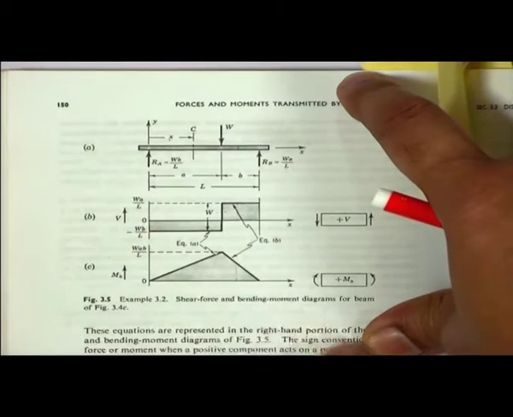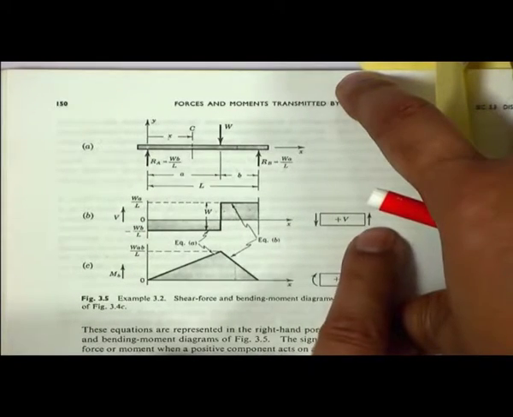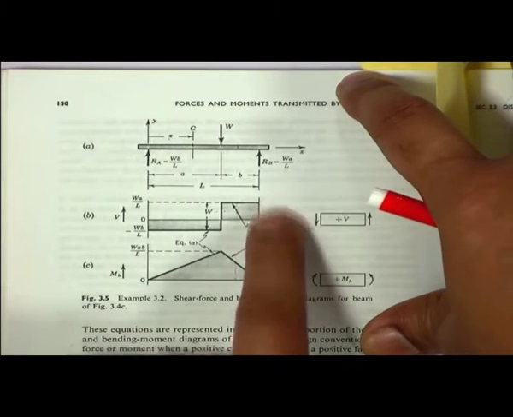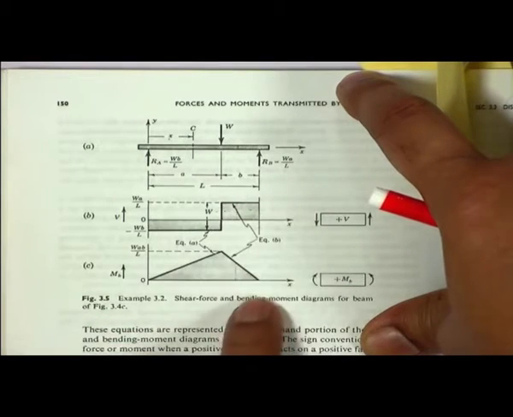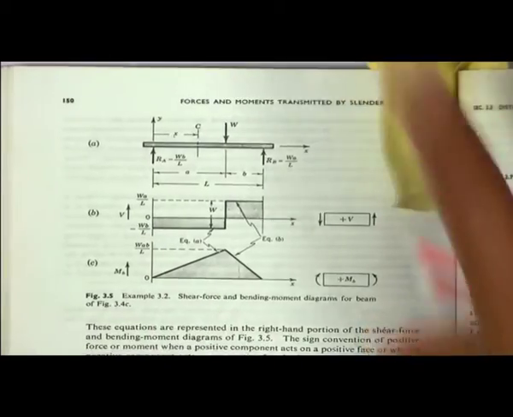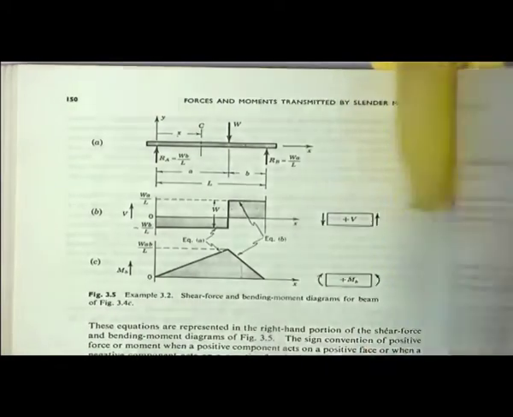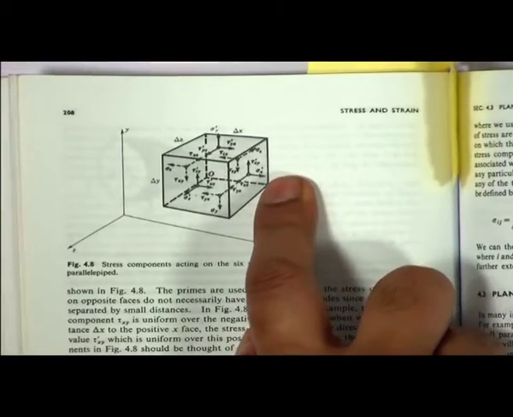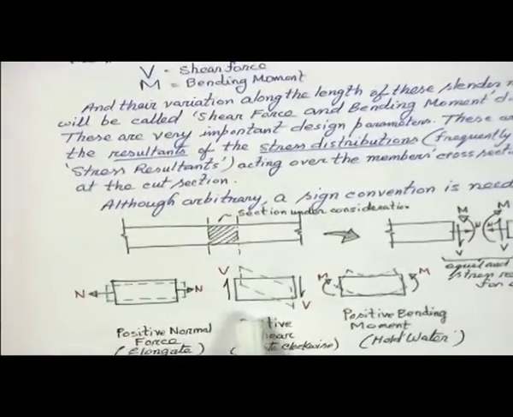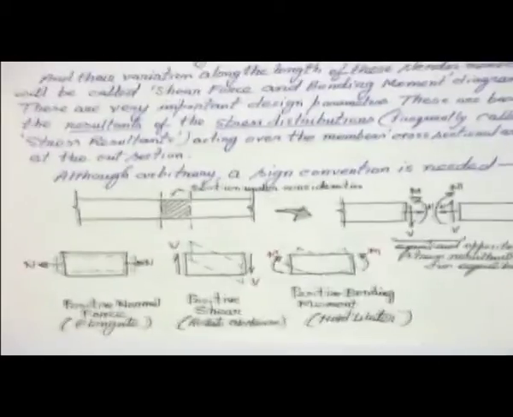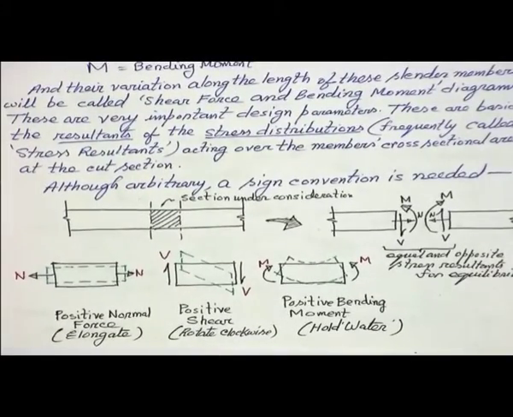Similarly, this force which is creating the right part up is drawn as a positive shear force, and this is the bending moment. Probably this is actually consistent with the figure we have shown earlier, but in most of our cases, we have to follow one of the sign conventions. There is no question of being correct.